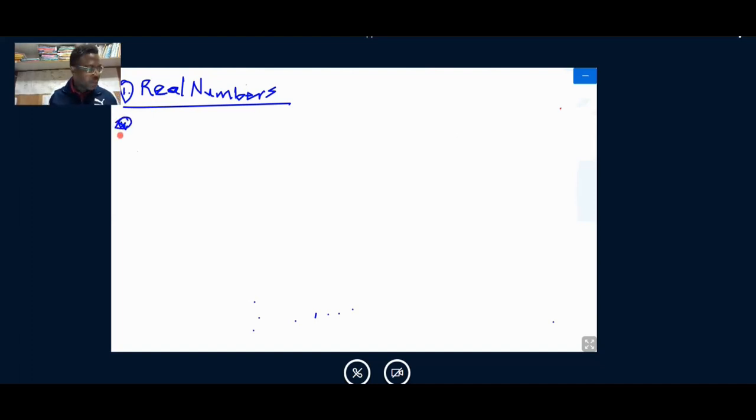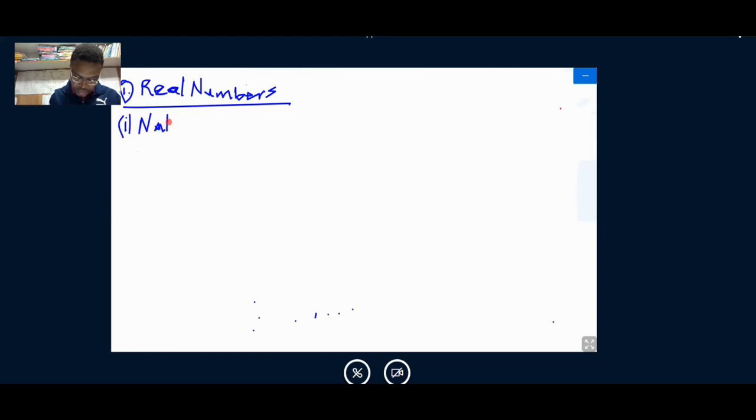It's going to be natural number. What is a natural number? A natural number, do you want to give it a try? A natural number is all numbers starting from 1 up to infinity. So, natural numbers, it's all numbers starting from 1 up to infinity.